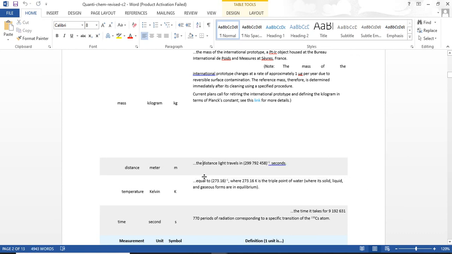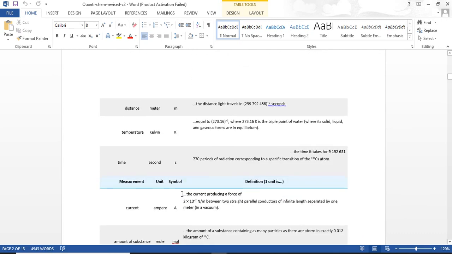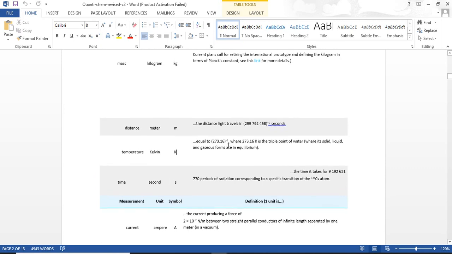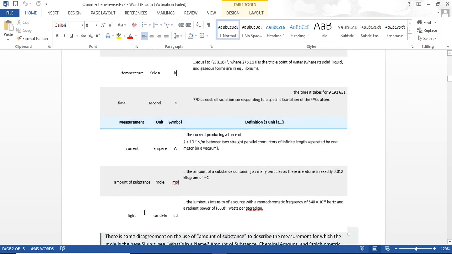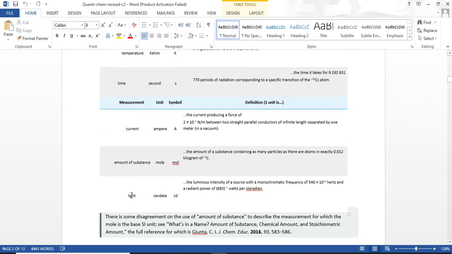Then you have your time. Time is in seconds, and small letter s. You have here examples of its usage. Then you have here measurement for your electricity. You have your current, measurement for your current, it is in ampere, symbol is letter A. Then you have your amount of substance, mole, and also mole. Feel ko na-discuss nyo naman sa aton nga general chemistry. Okay, you have here, for the light, you have your candela and cd.